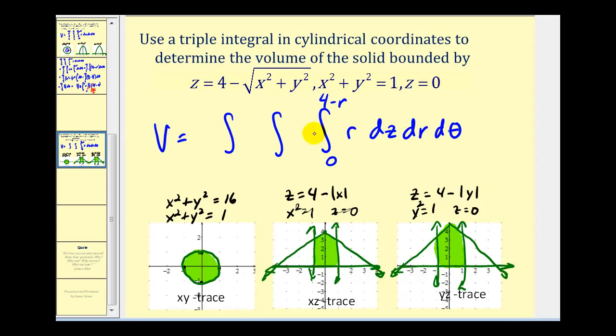And then for r and theta, we can use the xy trace. r will be from 0 to 1. Then theta will be from 0 all the way around to 2 pi. So let's go ahead and evaluate this on the next page.